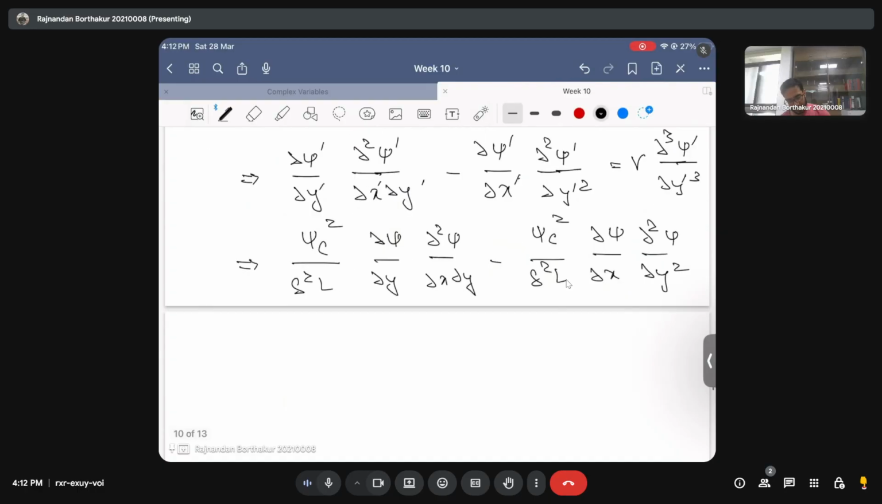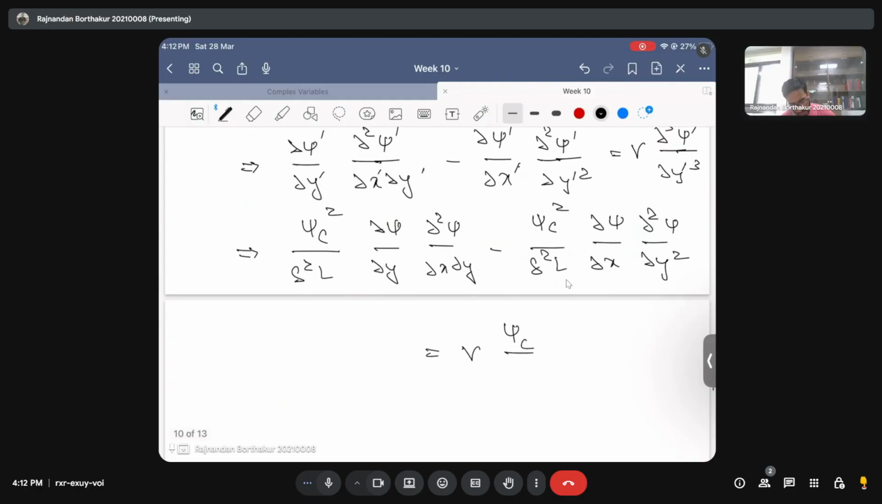And the left hand side is equal to nu times psi c by delta cube times del 3 psi by del y cube. All right, I think that's precisely what we'll get.